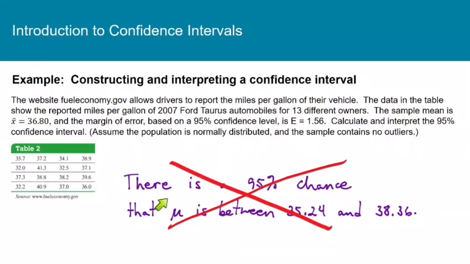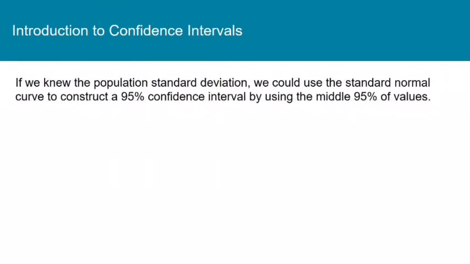So instead of saying that there's a 95% chance that mu is in this interval, we say that we are 95% certain that mu is in that interval. And that just gets us away from talking about mu as though it were determined by chance. Now that we know what a confidence interval does and how to interpret a confidence interval, we need to start thinking about how we can calculate that margin of error for ourselves so we can construct our own confidence intervals.